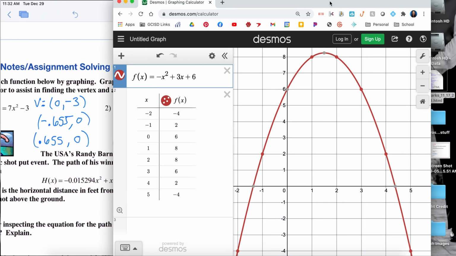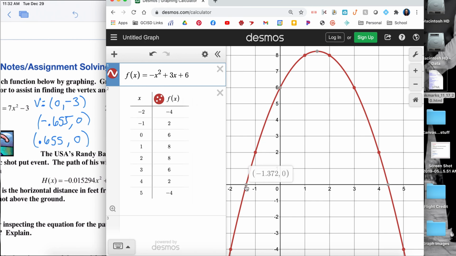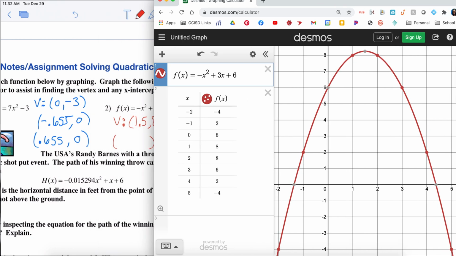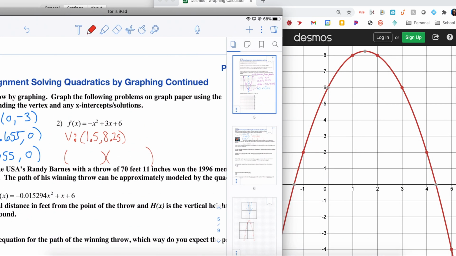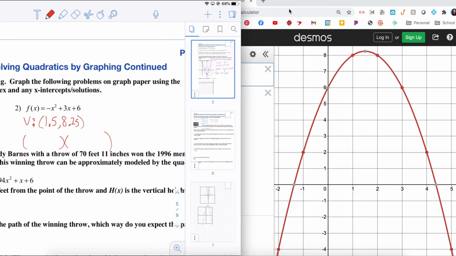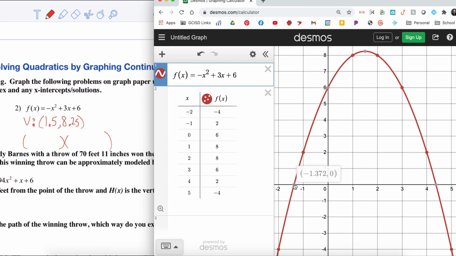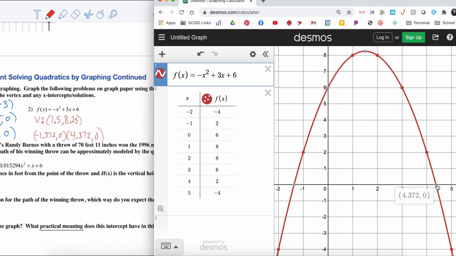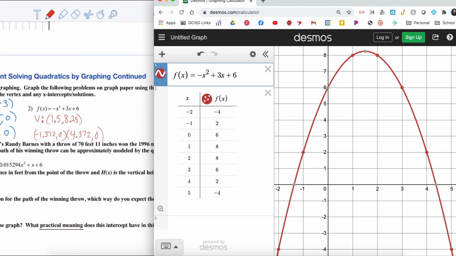To find your solutions, though, you're going to have to find on the x-axis the two places it hits. So we have one at -1.372, and we have a second one over here at 4.372. Okay, so let me see if I can scoot this over so you can see what I'm writing. There we go. All right, so first one. Make sure you do the (0) on both of them. And that right there should give you your final answers.